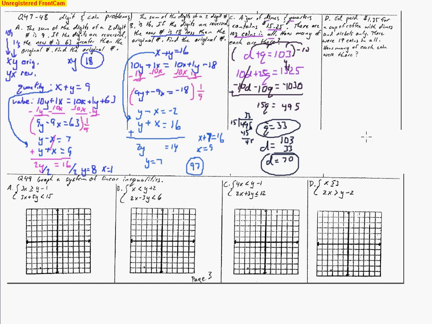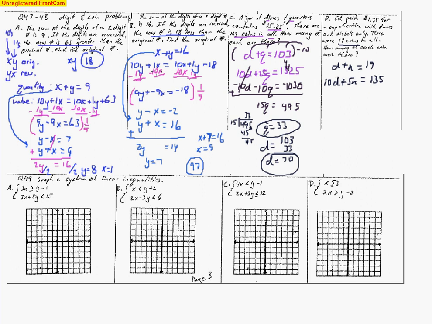Well, let's take a look at the next one here. We've got another coin problem. Ed paid $1.35 for a cup of coffee, dimes and nickels. So D plus N equals how many coins in all? 19. Well, a dime, remember, that's 10. Nickels, 5 cents. So let's write down plus 5 cents for the nickel equals $1.35. But we got to write it in cents, so 135 pennies.